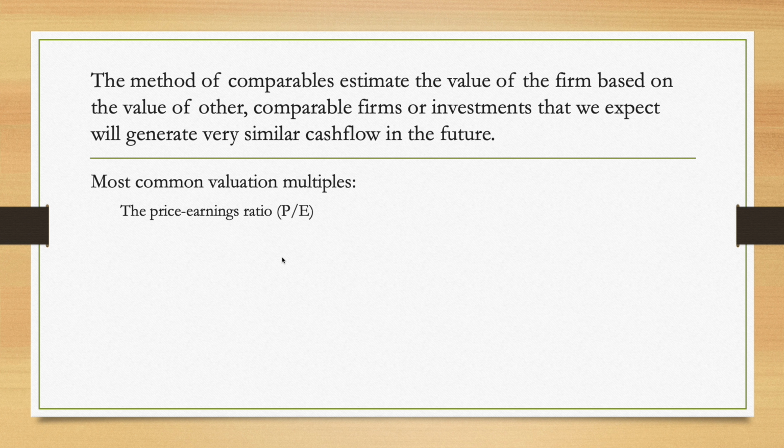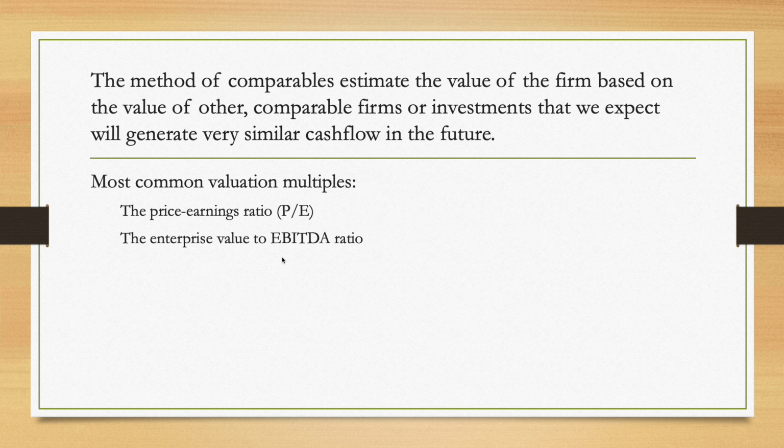The price-earnings ratio. The price-earnings ratio estimates the value of a firm's share by multiplying its current earnings per share by the average PE ratio of comparable firms. There are two types of PE ratios. When you use the expected earnings for the next 12 months, you get the forward PE ratio. If you use earnings over the prior 12 months, then you get the trailing PE ratio. The forward PE ratio is preferred for valuation purposes.